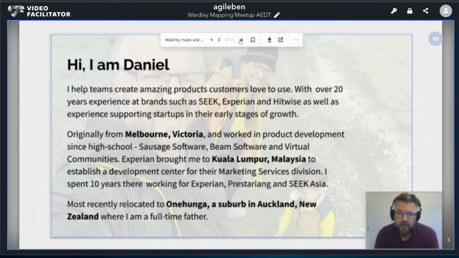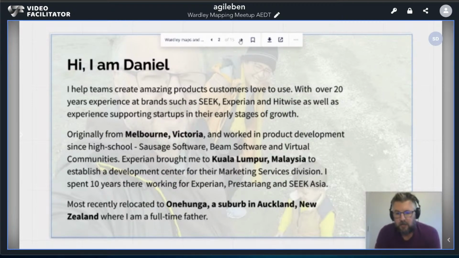I've worked in product development since high school, going back to the days of Sausage Software, in games development for Beam Software, and also for the short-lived virtual communities. Experience brought me to Kuala Lumpur, Malaysia, where I was there to establish a development center for the marketing services division. And I spent 10 years in Kuala Lumpur, Malaysia. It's one of those places that's easy to love.